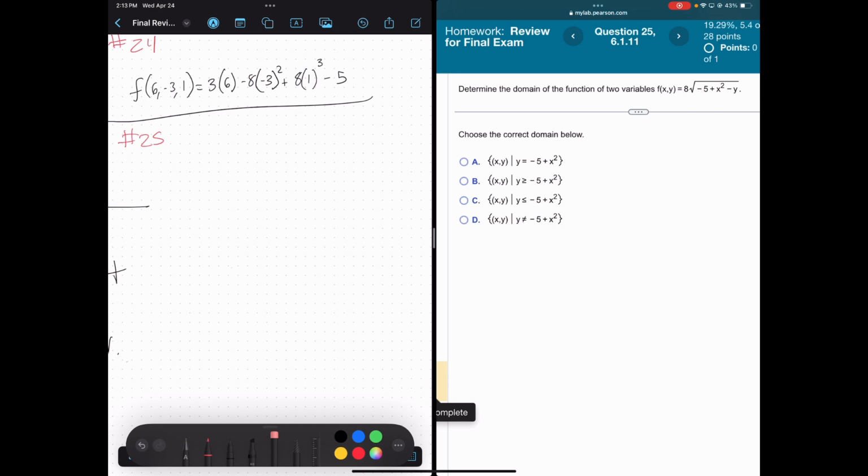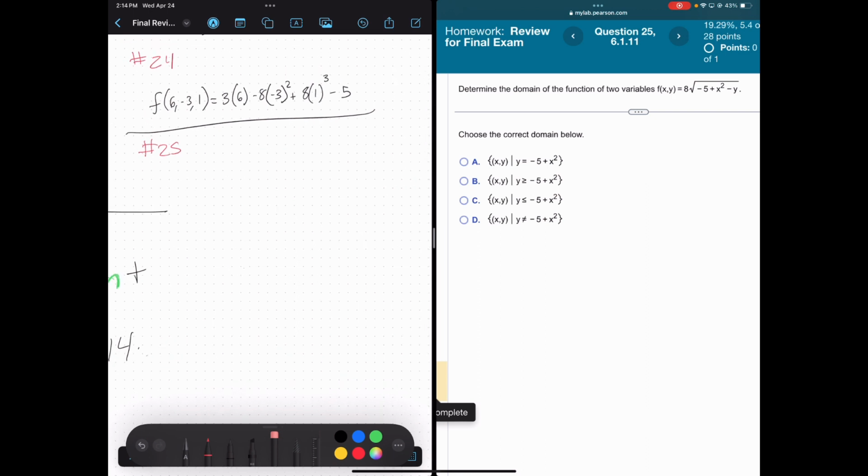What's affecting my domain? What's complicating my domain? The square root. So, what needs to be true for square roots? What's my rule for square roots? No negatives. That's my rule. So what does that mean?